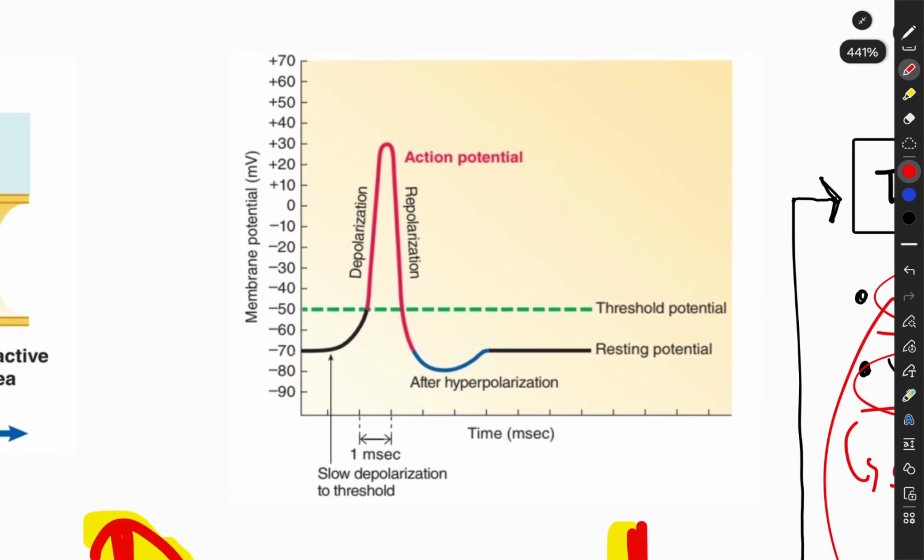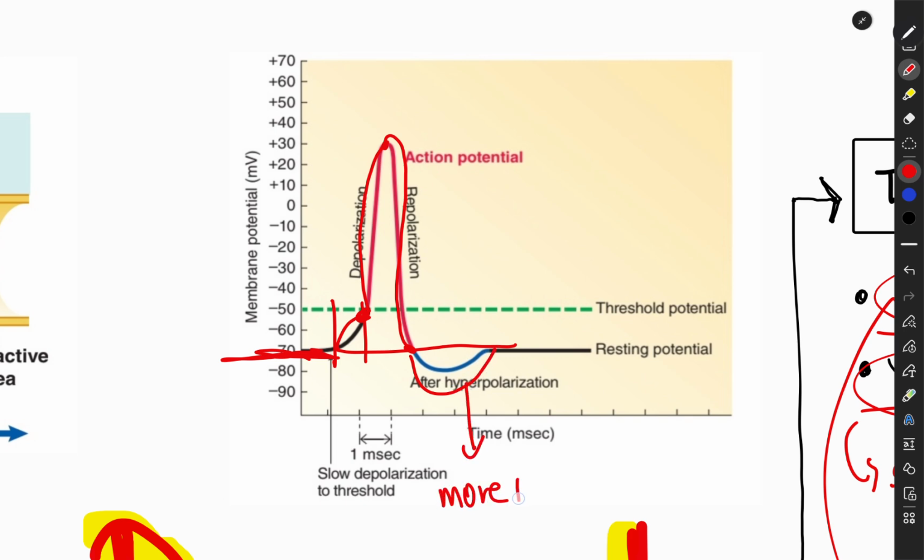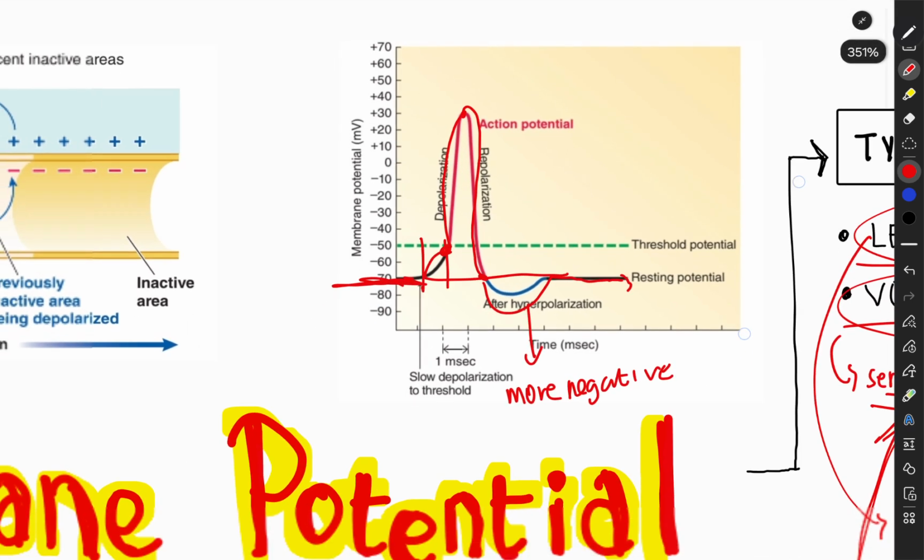So this is the resting potential, and this is the slow depolarization to the threshold. If it hits the threshold, it will depolarize further and then repolarize. Below the resting potential is called hyperpolarization, where the membrane is more negative than the resting state, and then it goes back to the resting potential.